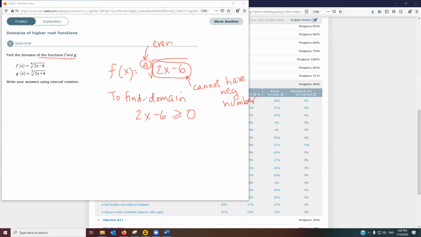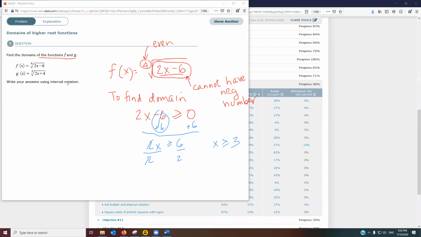So I need to have this quantity, 2x minus 6, be positive or 0. So by saying greater than or equal to 0, that's another way to say it's going to be either positive or 0. All right, let me solve this inequality. I'm going to add 6 to both sides. That's going to give me 2x is greater than or equal to 6. Now I'll divide both sides by 2. So x is greater than or equal to 3.